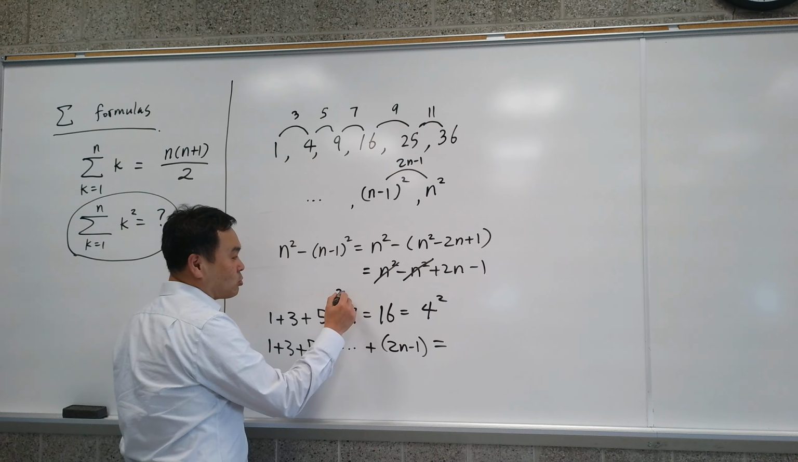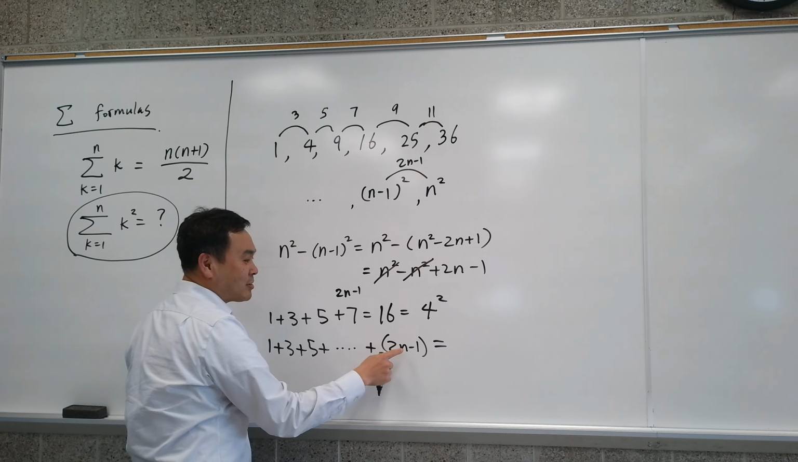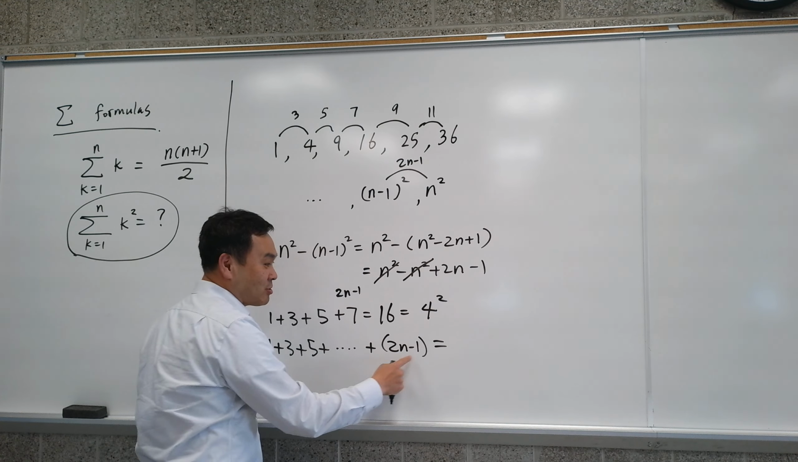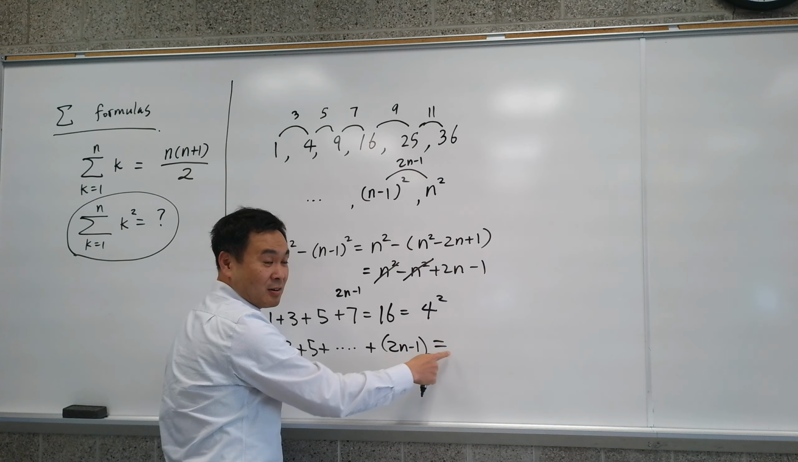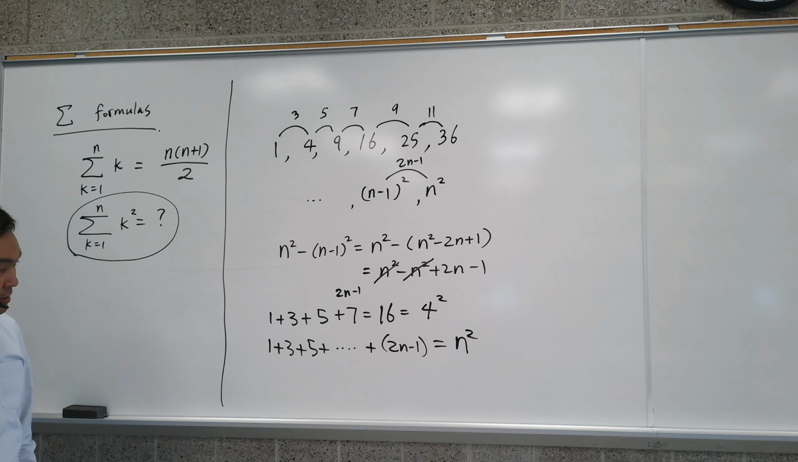So if you have 2n minus 1, this should be? Not 4 squared. If n is not 4, but n in general, what would this equal to? N squared. If n is just n, it will be n squared, right? Is that okay?